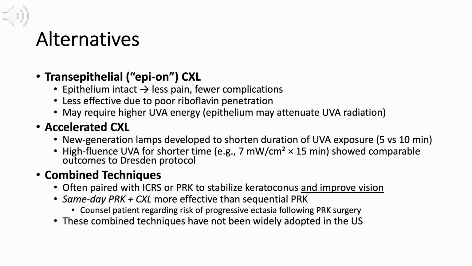Finally, there are combined techniques, often pairing cross-linking with other interventions such as intrastromal corneal ring segments or PRK. The idea here is to not only stabilize keratoconus, but also to improve visual outcomes. Notably, same-day PRK combined with CXL appears to be more effective than performing the procedure sequentially. However, patients must be counseled carefully about the risks, particularly the potential for progressive ectasia following PRK. It is worth noting that while promising, these combined techniques have not yet seen wide adoption in the United States.